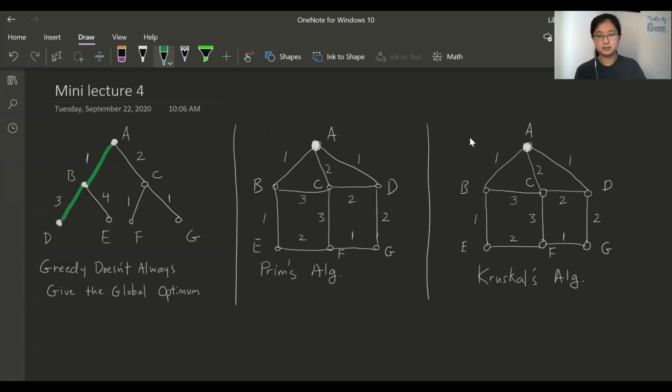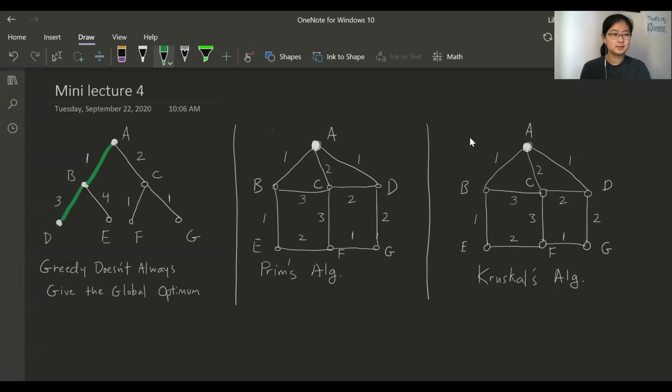And perhaps you're already seeing a problem. This is actually not the most optimal path. If you take A to C to F or A to C to G, either of them would have weight 3 rather than 4. So, and you'll be right, greedy doesn't always return the most optimal solution globally for us.